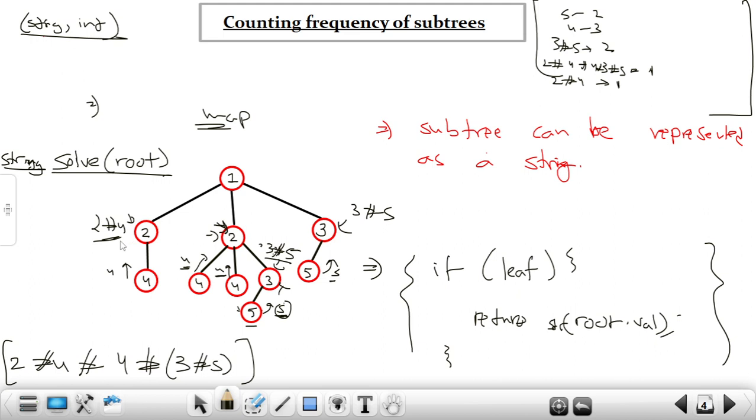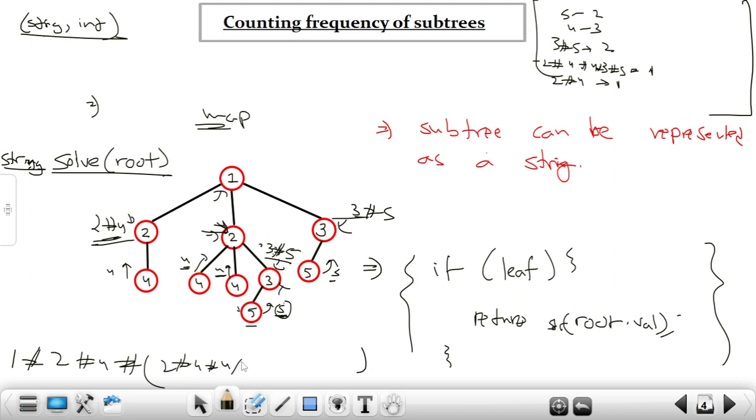And now as I have the answer for all these, I can find the answer for this one as well. I just need to combine the answer for all. So I will write 1, then hash, then I will write 2 hash 4, then I will write the answer for this, which was this one. So I will write 2 hash 4, then hash 4 hash 3, then hash 5, right? Now I have to write this answer as well. So I will put a hash again, and I will write 3 hash 5. This is how I can find the answer for each value.